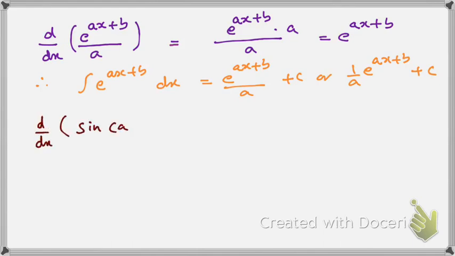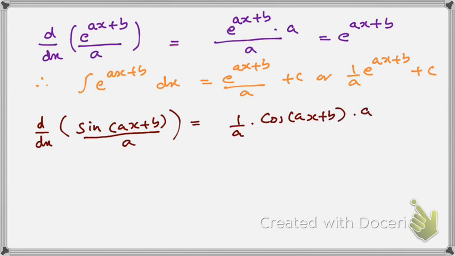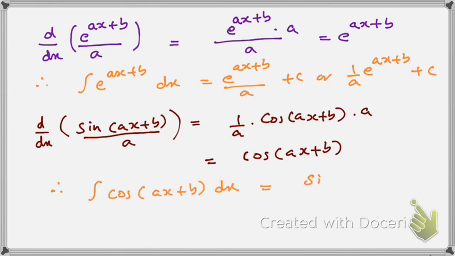Again, derivative of sine of ax plus b divided by a. Divided by a is a coefficient, so it stays outside as 1 by a. And derivative of sine of ax plus b is cos of ax plus b into a. This a and a would cancel, and I get cos of ax plus b. So undoing it, cos of ax plus b integral would be sine of ax plus b divided by a.